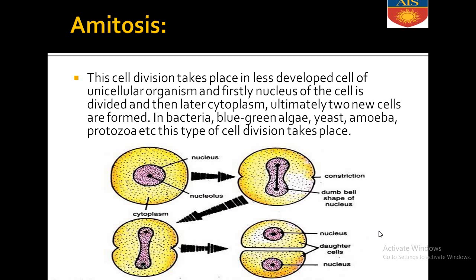Now what is amitosis? Amitosis means binary fission, which you have already read. What is binary fission? This is the cell division in which unicellular organisms like amoeba, blue-green algae, yeast, and protozoa first elongate their nucleus, and then later divide their cytoplasm. So ultimately two daughter cells are produced. This type of cell division is known as binary fission or amitosis.